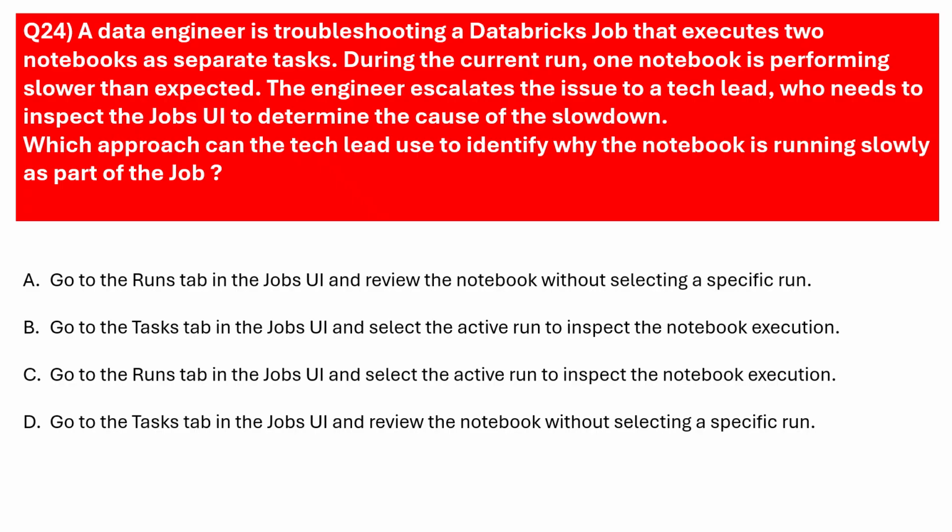Which approach can the tech lead use to identify why the notebook is running slowly as part of the job? A. Go to the Runs tab in the Jobs UI and review the notebook without selecting a specific run. B. Go to the Tasks tab in the Jobs UI and select the active run to inspect the notebook execution. C. Go to the Runs tab in the Jobs UI and select the active run to inspect the notebook execution. D. Go to the Tasks tab in the Jobs UI and review the notebook without selecting a specific run.